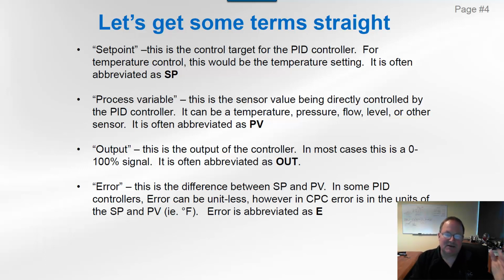Error is the difference between SP and PV, and it's actually SP minus PV. In conventional PID algorithms, and also in a lot of individual controllers that you'll find on the market, the error is unitless, or it's in percent. In the CPC terminology, that error is always in the units of the measure of the PV. So if you're controlling temperature, then error is going to be in degrees Fahrenheit or degrees Celsius. Error is abbreviated as E.